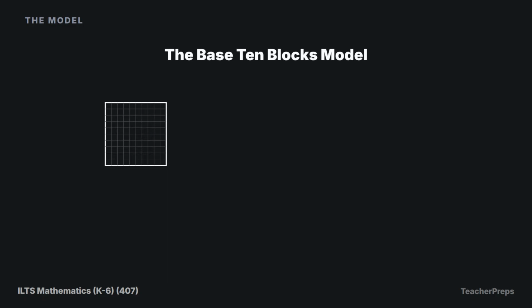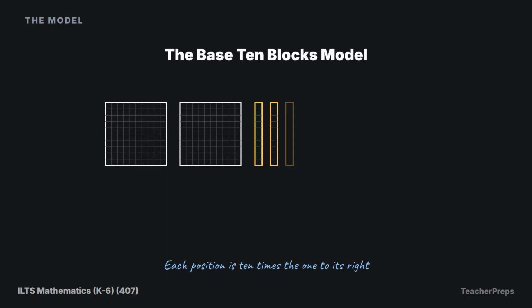Base 10 blocks make place value concrete and visible. 2 flats, 3 rods, and 4 unit cubes build the number 234, matching the expanded form 200 plus 30 plus 4. A teacher reaches for these blocks when students need to see regrouping happen physically, and the same blocks model decimals when the flat is redefined as one whole.